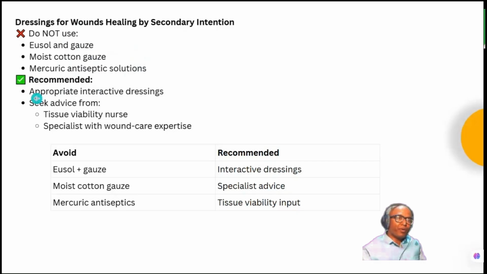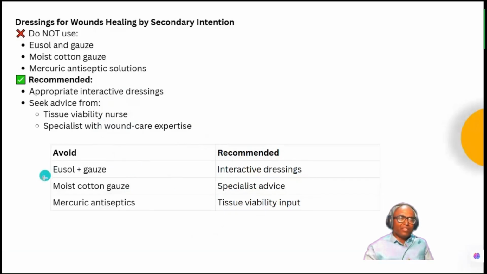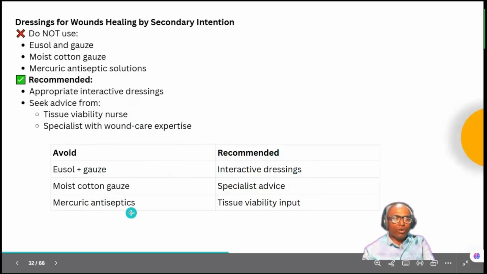What is recommended is an appropriate interactive dressing. Seek advice from the tissue viability nurse and a specialist with wound care expertise. So expert opinion is required and interactive dressing is required. That's all. However, these Eusol gauze, moist cotton gauze, mercuric antiseptics are not required.